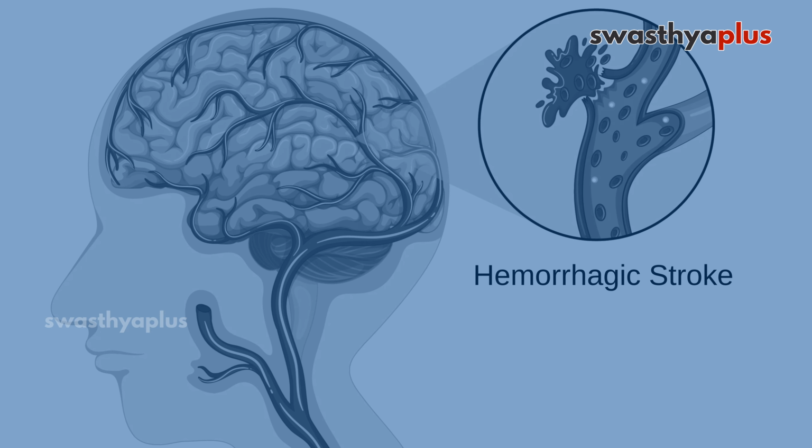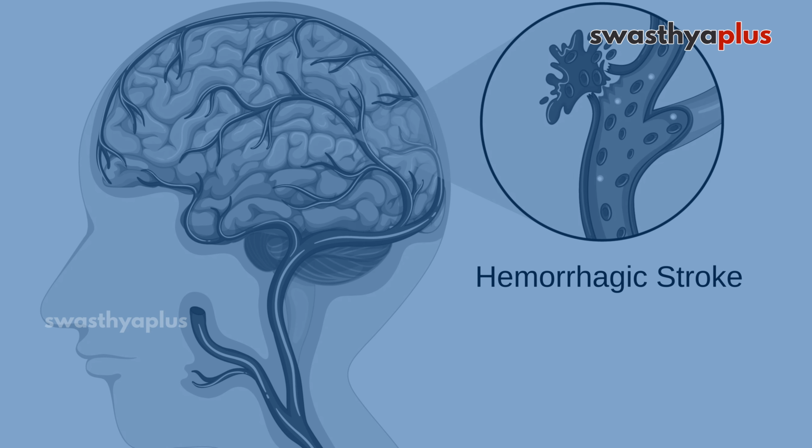Or there can be an aneurysm inside the brain. An aneurysm is nothing but a balloon-like outpouching of a brain blood vessel. If that is there, and it suddenly bursts, that leads to leakage of blood surrounding the brain. All these are termed hemorrhagic strokes.